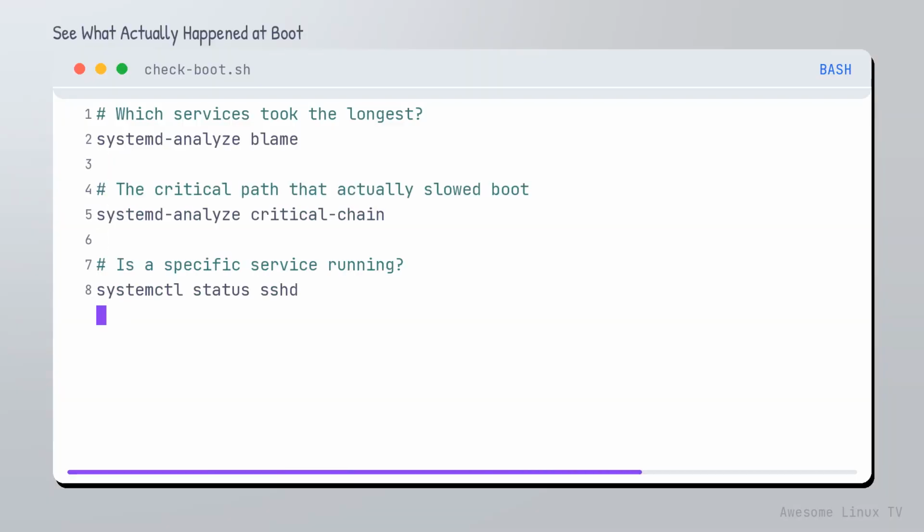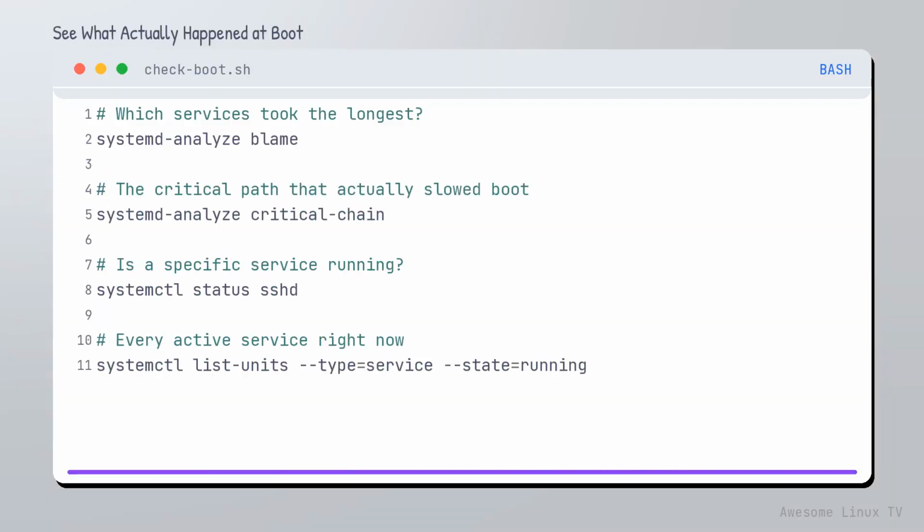You can actually watch systemd's decisions after the fact. systemd-analyze blame ranks every service by startup time, great for spotting bottlenecks. systemd-analyze critical-chain shows the single longest dependency path, the one that determined your actual boot time. And systemctl status gives you the state, PID, and recent log lines for any individual service. No guesswork.